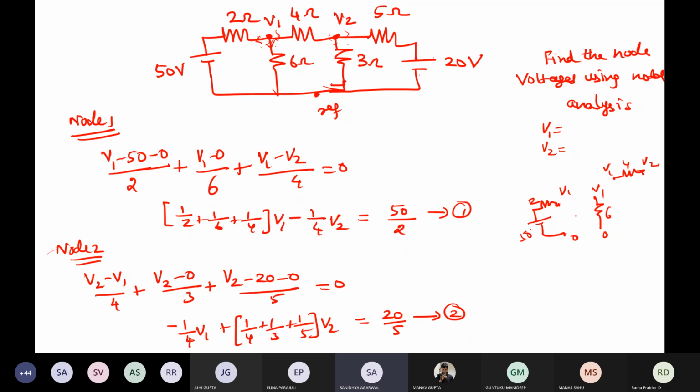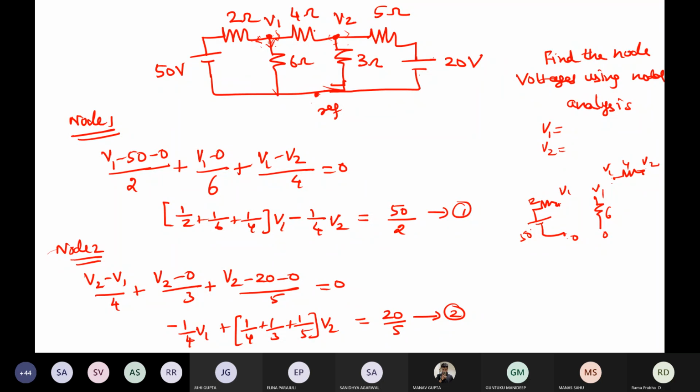Ma'am, we'll not consider the reference point in this? No, not like that. Whatever element is there from that node to another node, it is not up to the reference point. It should be framed as the equation from node to node, not to the reference. This node ends with the reference, but here it ends at another node. So between two nodes only you should consider. Okay, ma'am. Understood. That's why the same concept applies here also.